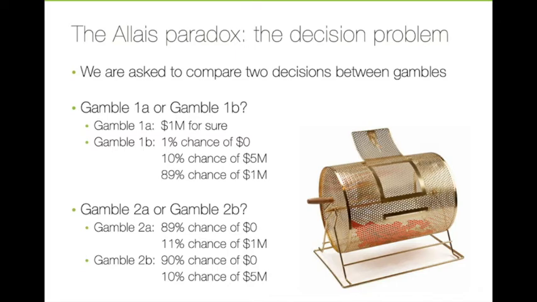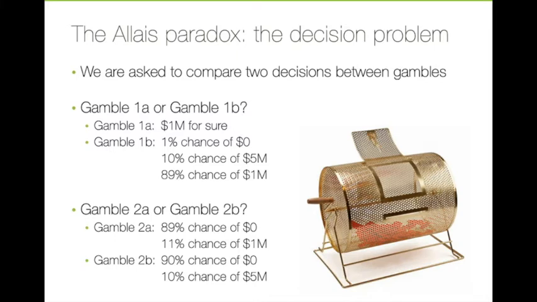We're asked to compare decisions between two gambles. As I read each decision, think about or even write down which gamble you would choose, and also think about or write down your reason for choosing it. So your first decision is between gambles 1A and 1B. In gamble 1A, you get $1 million for sure. And gamble 1B is a little complicated. You have a 1% chance of getting nothing, a 10% chance of $5 million, and an 89% chance of $1 million.